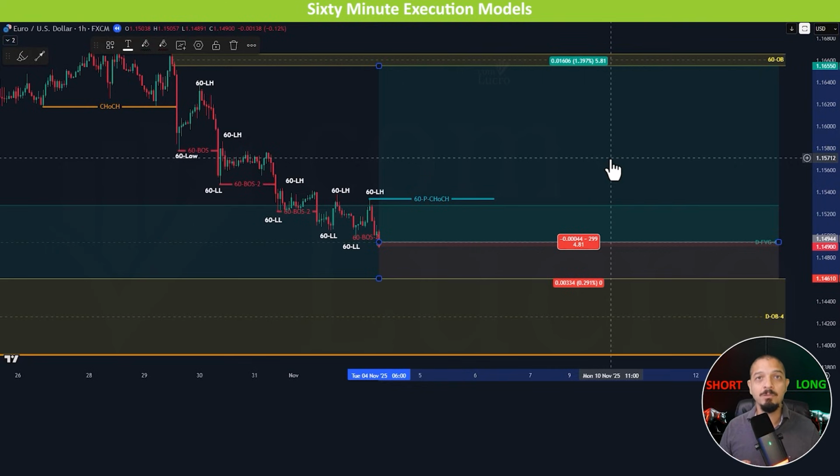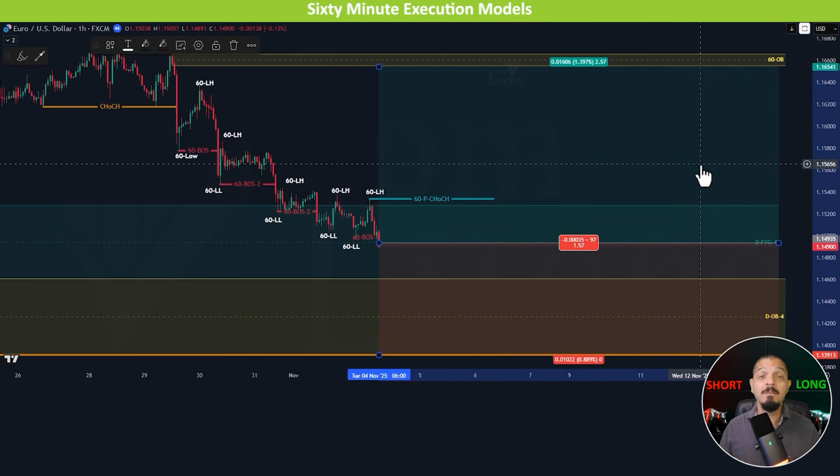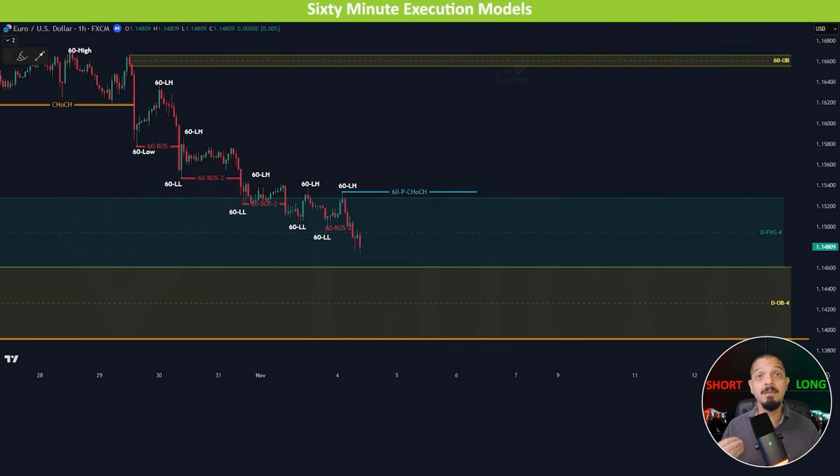With a stop loss placed just below the daily fair value gap, the risk to reward becomes 1 to 4.80. If we choose a more conservative stop, placing it below the daily order block, the risk becomes higher and the reward becomes smaller, reducing the overall efficiency of the setup. The second type of entry is more aligned with the internal structure of the 60-minute time frame.